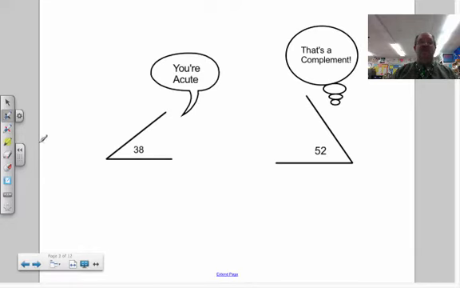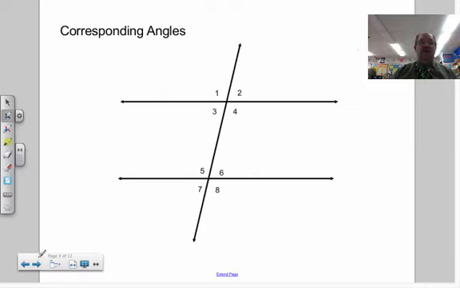And so, the way to remember the difference between supplementary and complementary angles: these are a couple of complementary angles. They're both acute, which is a compliment. All right, moving on. So these are the main ones that we're going to talk about.